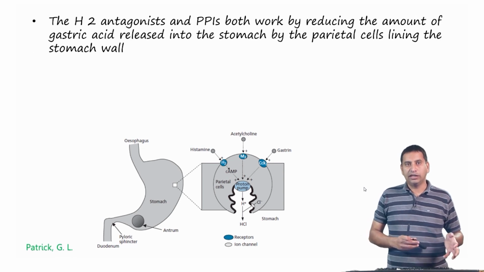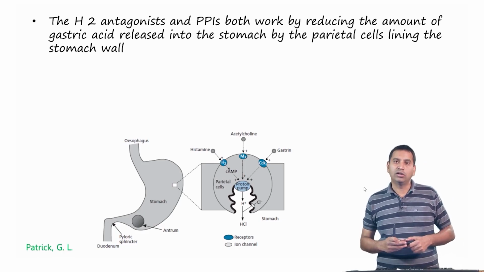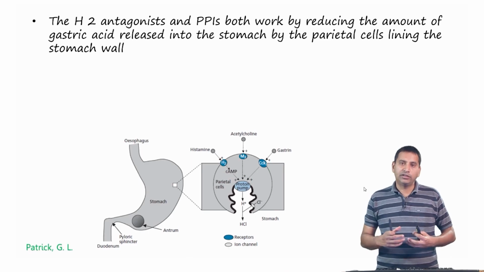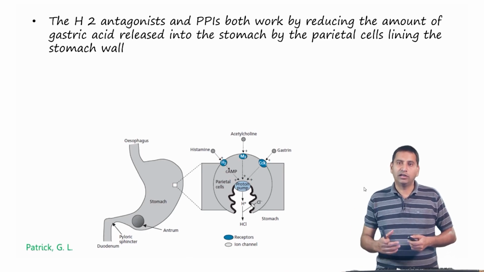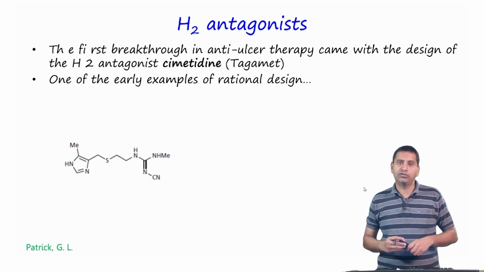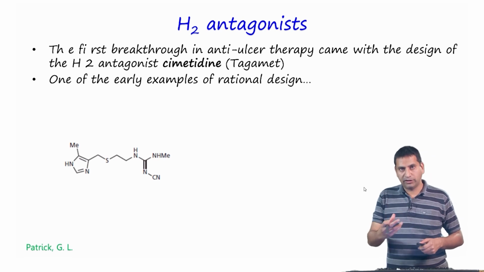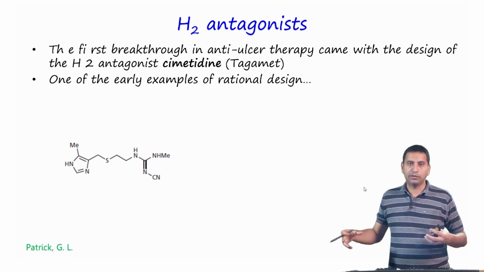So, the H2 antagonists and PPIs both work by reducing the amount of gastric acid. Okay. One way in which we can treat this is to reduce the amount of secretion of acid by the parietal cells. So, now let us look at the case of the H2 antagonists. It is an important case study for us, because it is considered one of the first breakthroughs in anti-ulcer therapy, which came by the design of cimetidine.